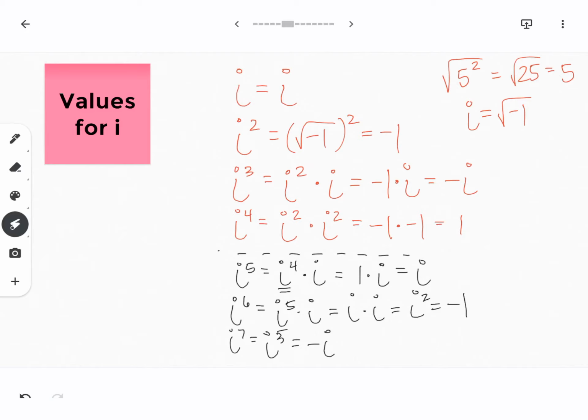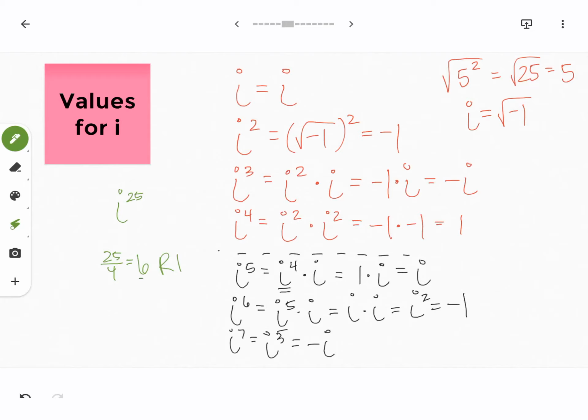What will always matter is where in the rotation of dividing by 4 you're at. So say, for example, I wanted to calculate i to the 25th. What I would do, 25 divided by 4 gives me 6 with a remainder of 1.